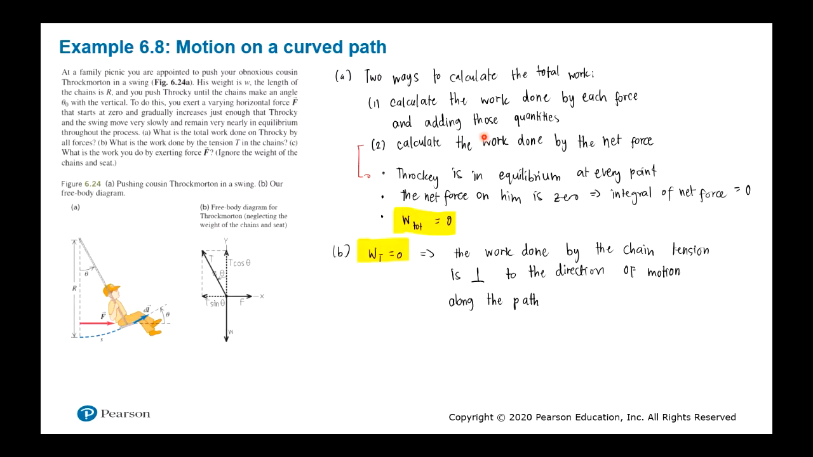So next question: what is the work done by the tension T in the chains? As you can see, the tension is perpendicular to the direction of motion. He is sitting upright, and the direction of motion is at the same angle as the seat. The kid is parallel to the seat and the tension in the chain is perpendicular to it. If a force is perpendicular to the direction of motion, then that force does not do work on the particle or object whose motion we are observing. So the work done by the tension T in the chain is equal to zero also.